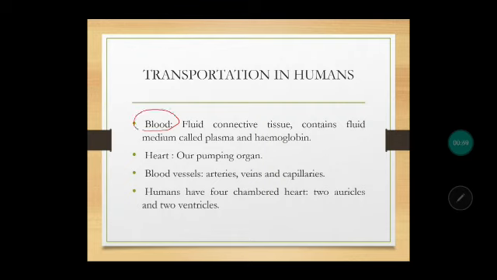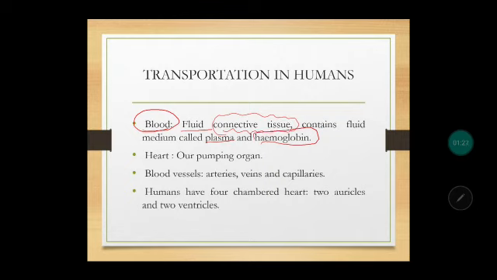We all know blood is the red fluid which is present in our body, and it contains RBCs, red blood cells, white blood cells, and it is a fluid connective tissue. Connective tissue because it connects the various organs, various tissues, and it is fluid in nature. And it contains a fluid medium that is called plasma. And this plasma contains certain cells, like I told you, RBCs, WBCs, platelets, okay? And a very important pigment it contains, that is hemoglobin.